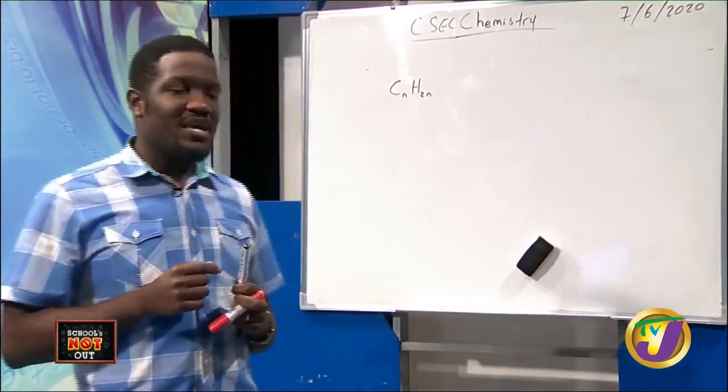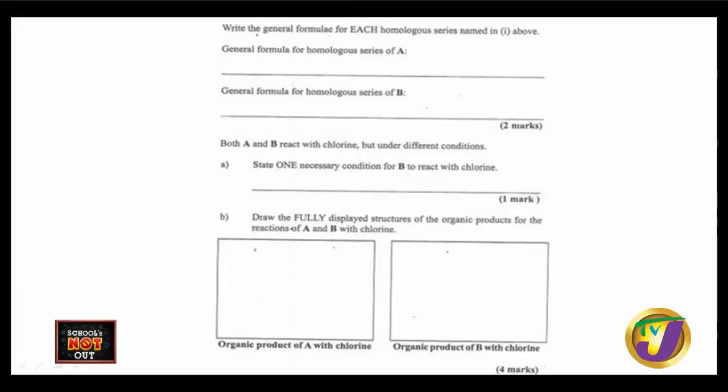All right, let's look at the next part now. It says to draw the fully displayed structure of the organic products for the reaction of A and B with chlorine. All right.